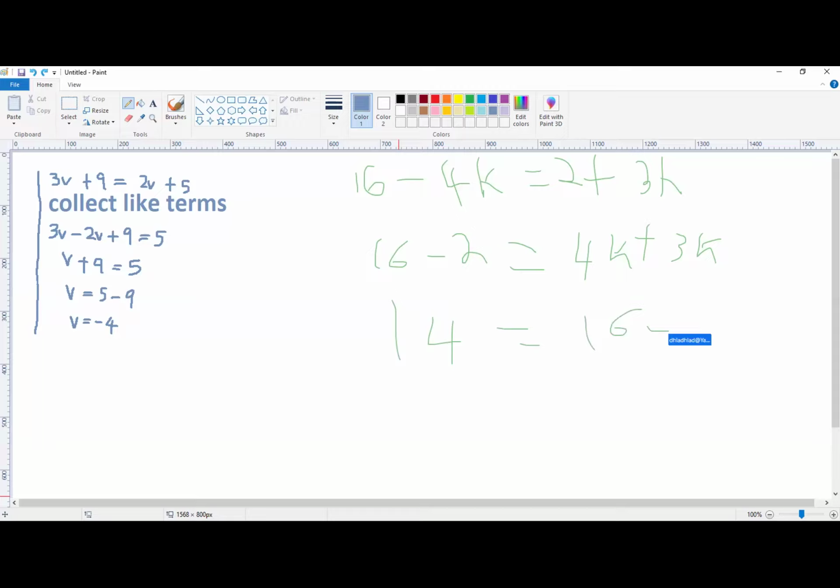You have 4k. So you can leave out the 16 minus 2, don't worry about it anymore. You can just do your 4k plus 3k. 4k plus 3k, 7k. Hold on. Why is it not writing?